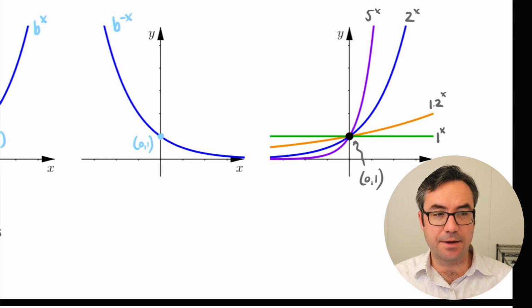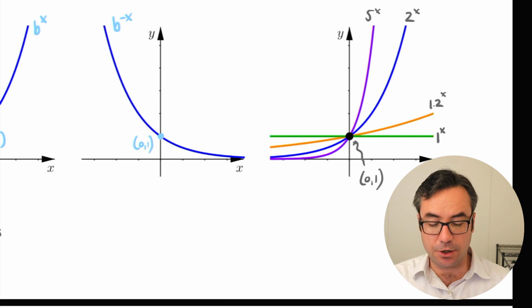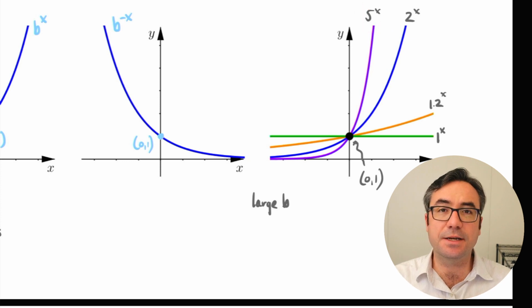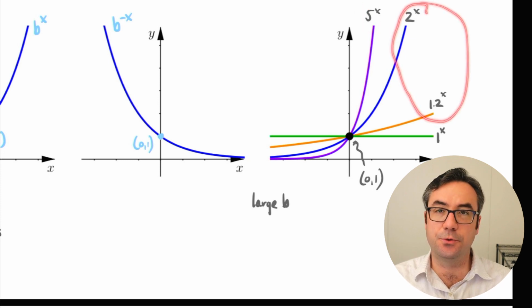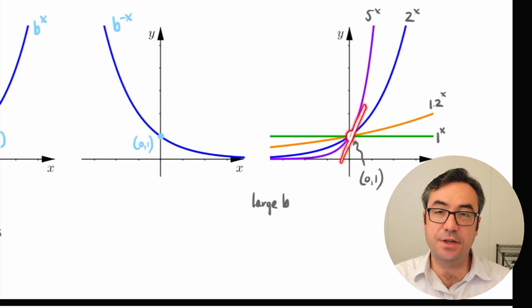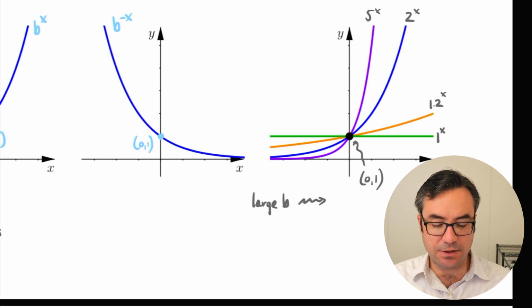One other thing is that if the base term is large, notice that 5 raised to the power x is larger than these other two. Right at this point, the curve is steeper. It has a steeper tangent line. So as b gets larger, the slope at x equals 0 gets larger.